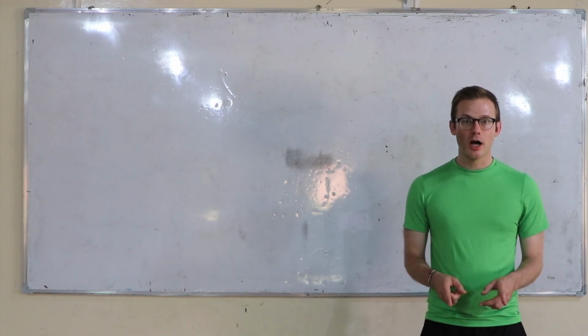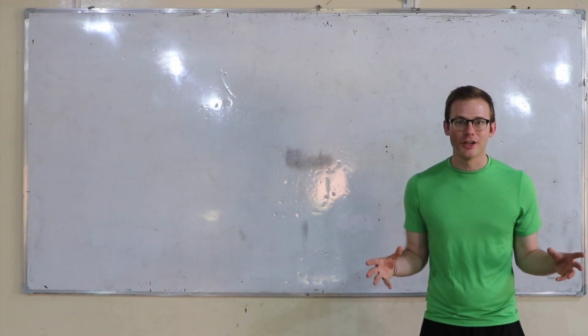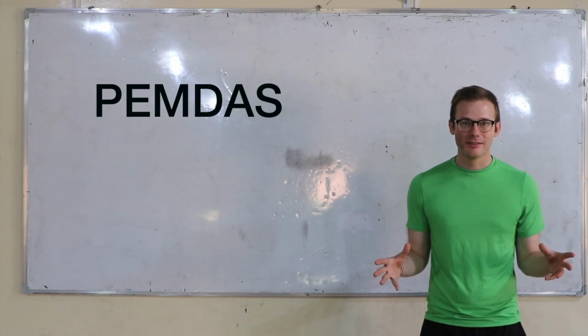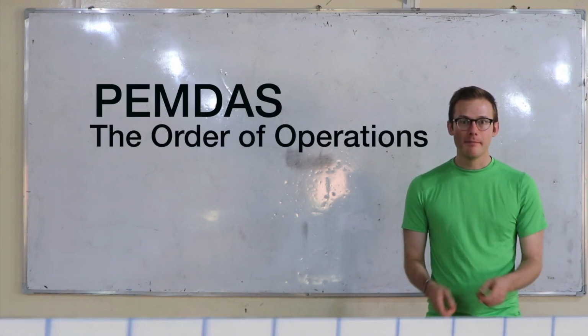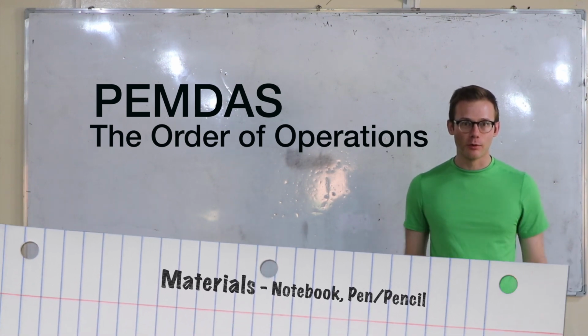So today we're going to be talking about the order of things in a mathematical equation. It's called PEMDAS, the order of operations. Make sure you have a pen or pencil and a notebook ready for this lesson before we get started.